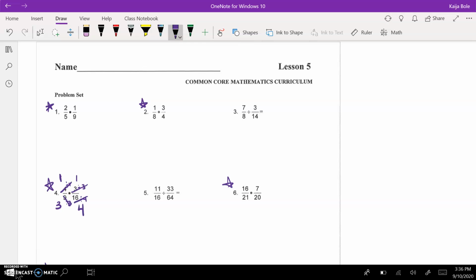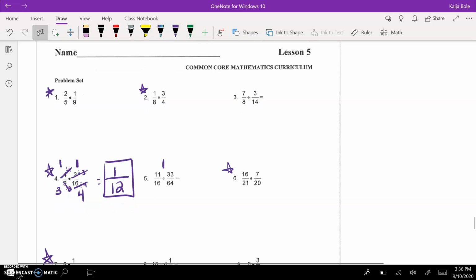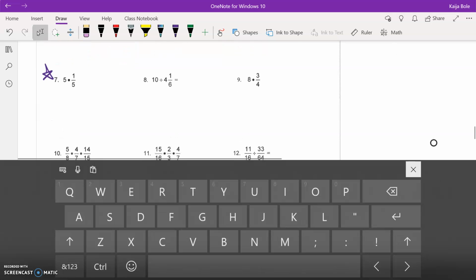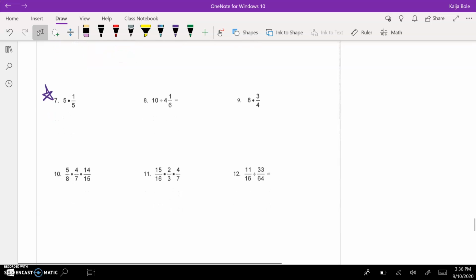Now I just multiply the new numbers. Across the top, 1 times 1 is 1. On the bottom, 3 times 4 is 12. I think we can all agree that doing 3 times 4 is a lot nicer than doing 9 times 16. So keep that in mind when you're working on the single fractions. Number 7, don't overthink it. You write whole numbers as a fraction.